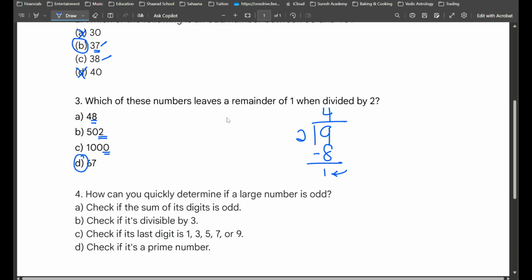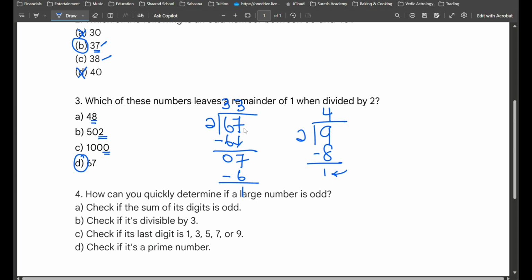But let's put it to a test. 67 divided by 2. I want to see if we get a remainder 1. So 3 times 2 is 6, minus, I get 0, I bring down 7. Again, 3 times 2 is 6, 7 minus 6 is 1. There you go. So that proves that 67 is an odd number.